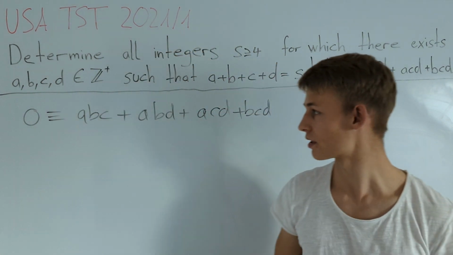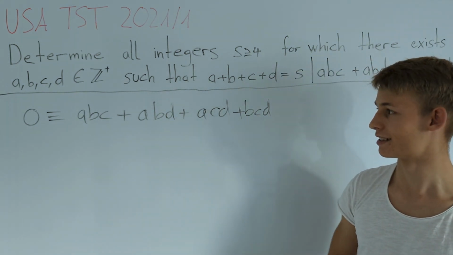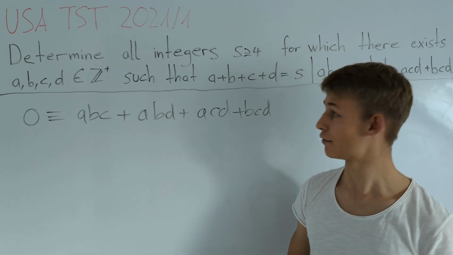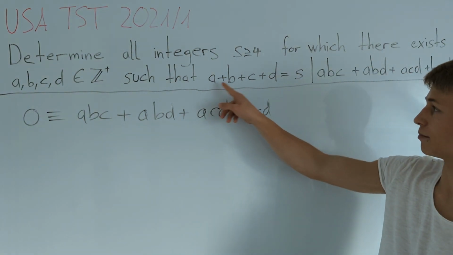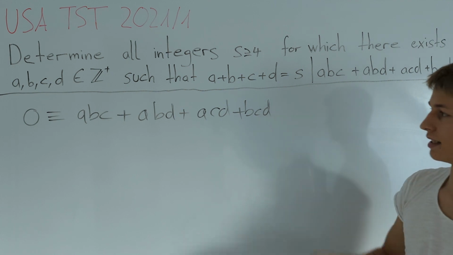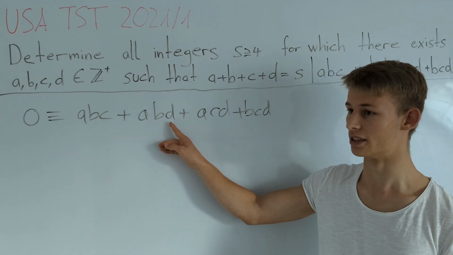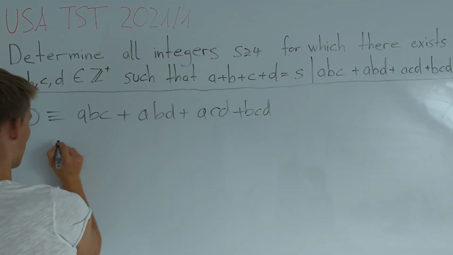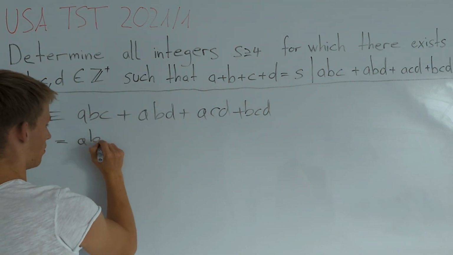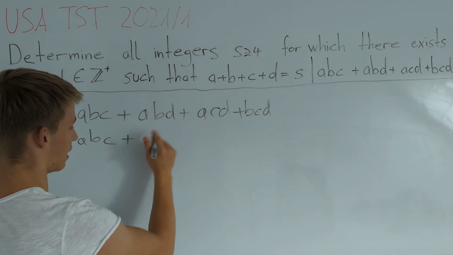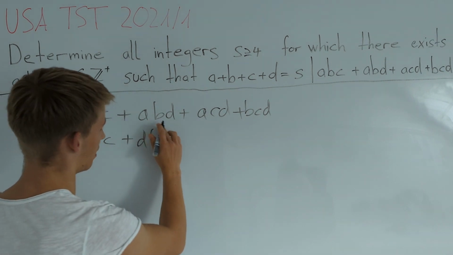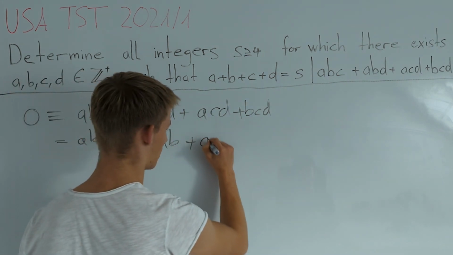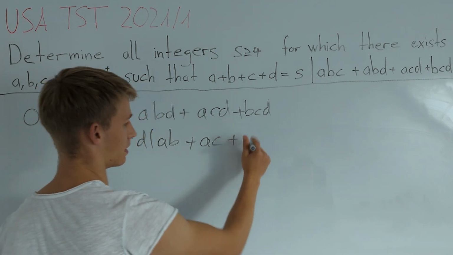Now we want to work with this expression here, and since we have a lot of variables, it's maybe a good idea to get rid of one of these. Therefore, we can use the condition that a plus b plus c plus d is equal to s to get rid of the variable d. Therefore, we can at first factor out d from the last 3 terms. So this is equal to abc plus d times (ab plus ac plus bc).